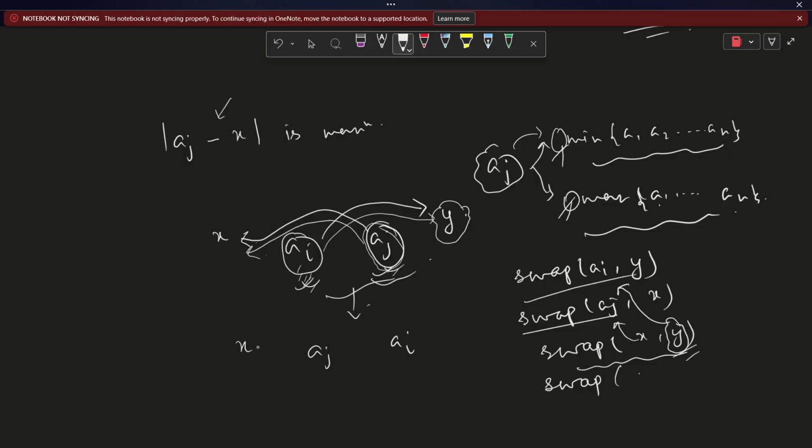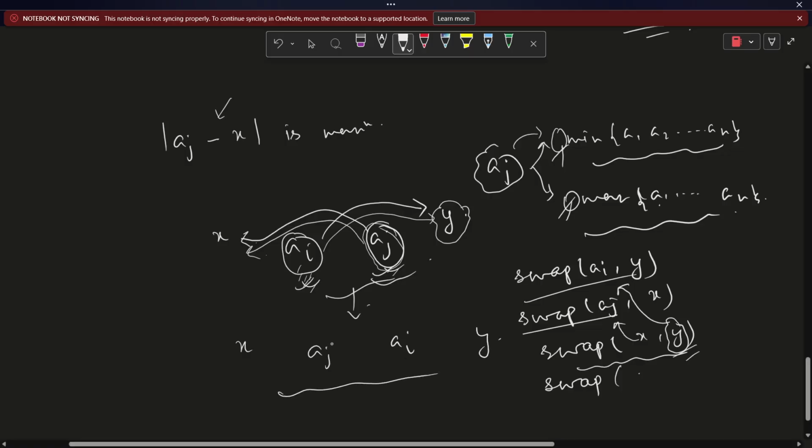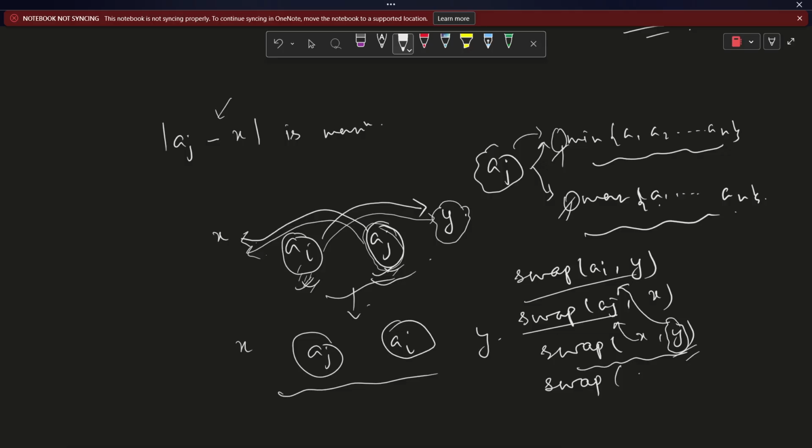So this is going to be like this, X and Y. My initial goal was how can I swap AI and AJ? And then I have been able to do it with this. And I have already proved that the optimal way to involve AI with any swap is to just swap it with either the minimum or the maximum, whichever is the maximum.